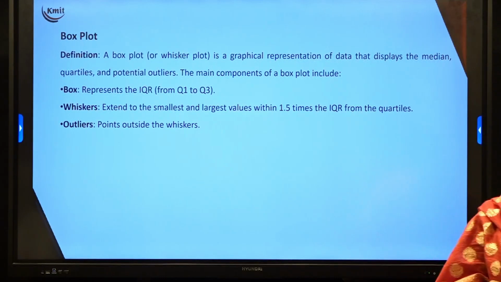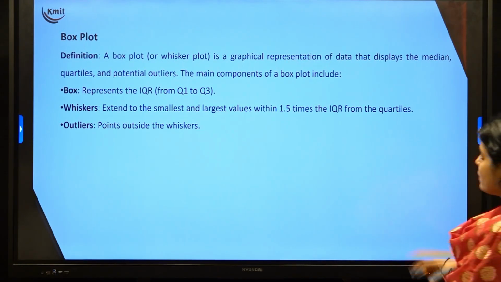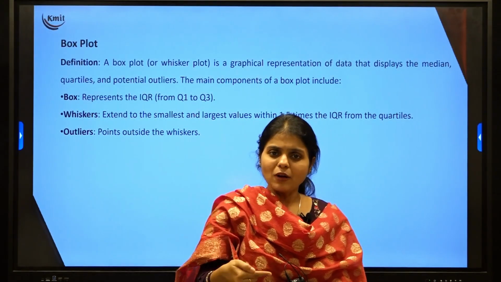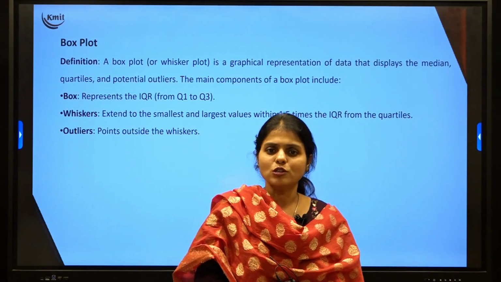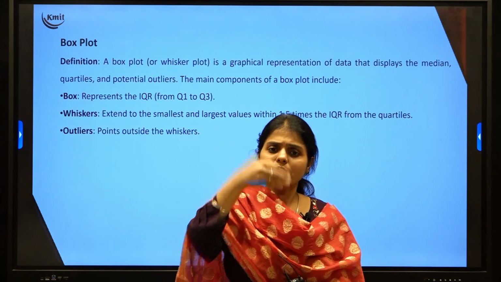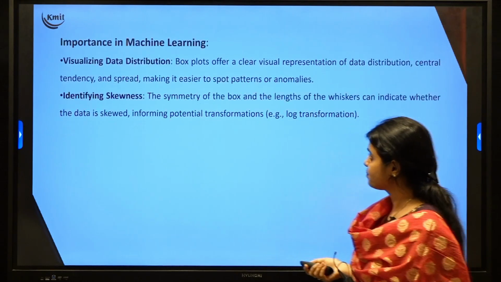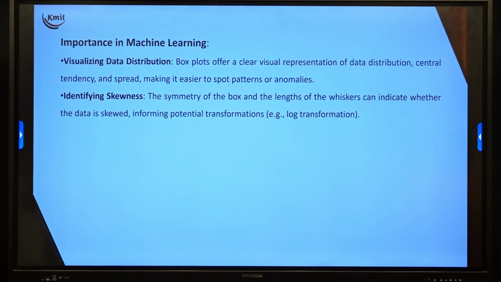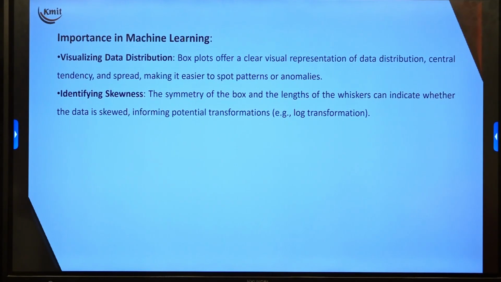Let us also see how a box plot is plotted. Within this visualization, we have a box which represents Q1 and Q3. Apart from this, the minimum and maximum, that is the whiskers, are also represented, along with any outliers outside the whiskers. When we talk about the importance of the box plot in machine learning, it gives us a clear representation of how the data is distributed, and we can also plot the central tendency. We can easily understand the patterns of the data by using a box plot.